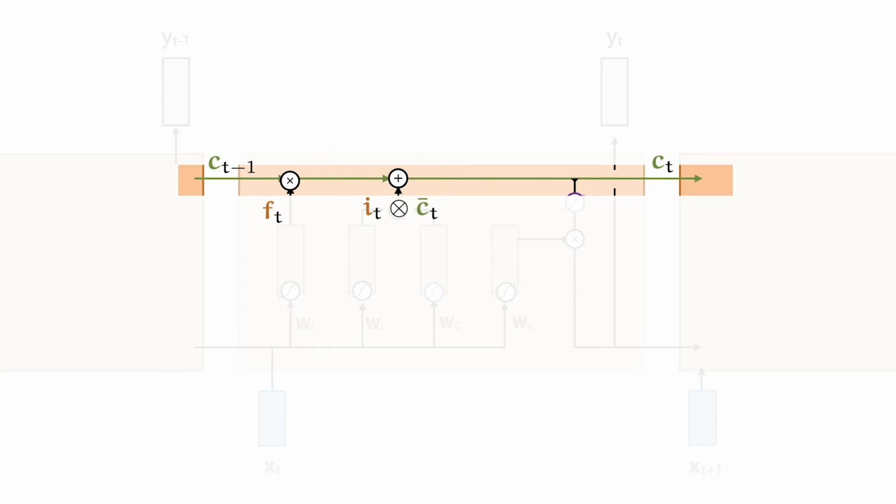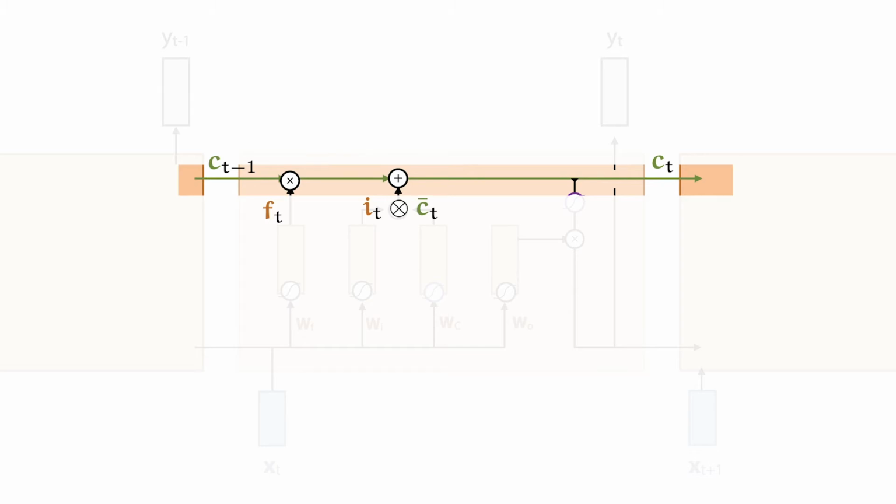It is multiplied by a vector f_t. A second vector i_t times c̄_t is added to it, and then it's passed on to the next cell. Now the main thing to note here is that these are all purely linear operations. There are no activations here, so we get perfect non-vanishing gradients across the conveyor belt.